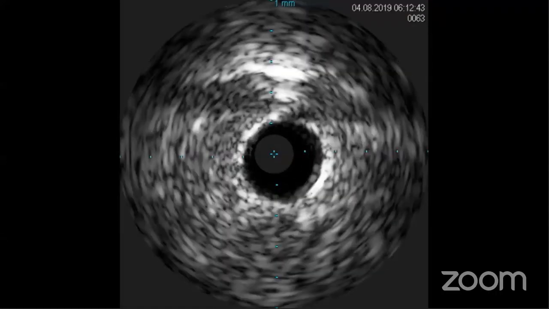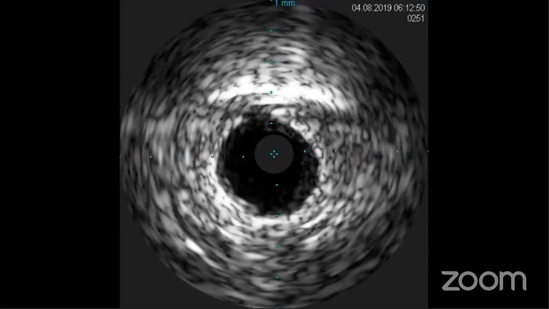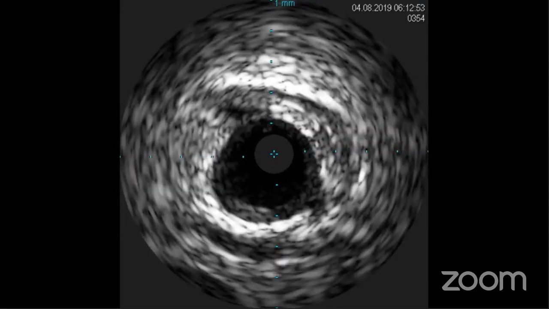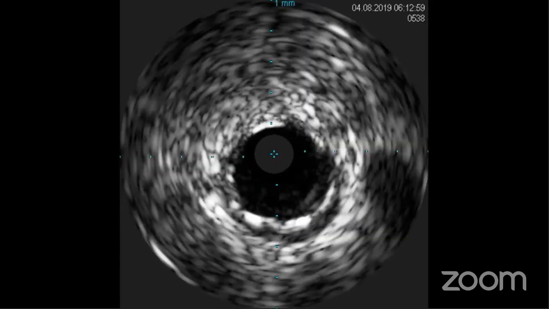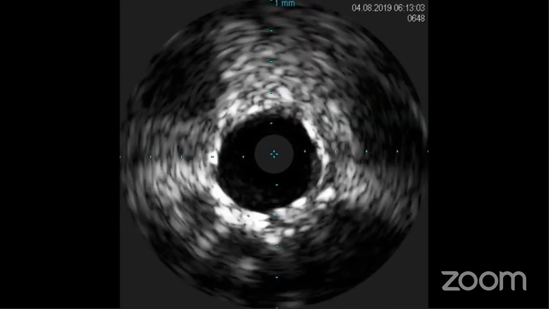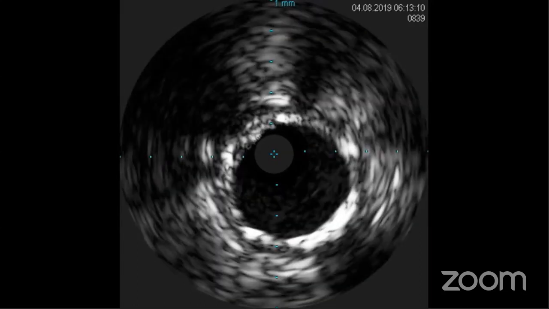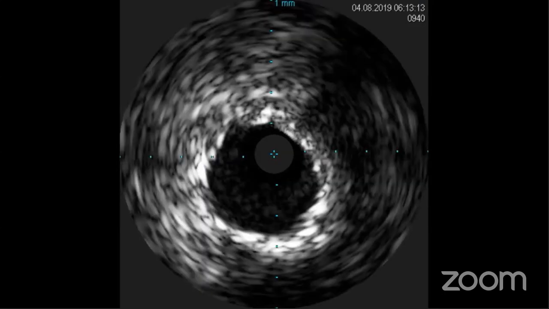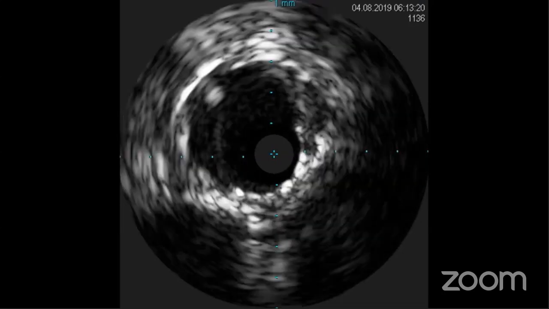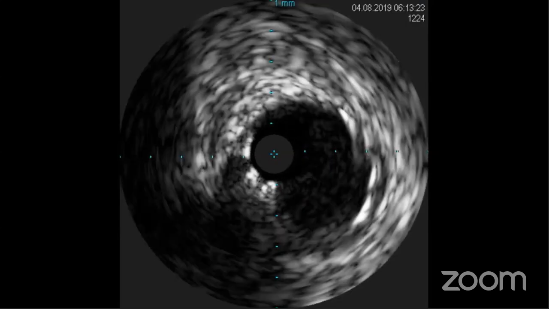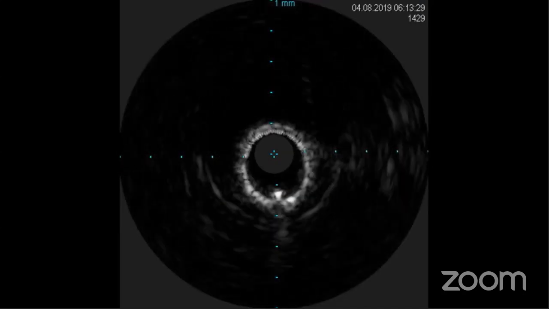This was the IVUS run coming from mid-LAD backwards. Apparently, the distal part of the stent, the distal edge of the stent, was still a bit compressed. Here was the origin of the big diagonal, the proximal calcific part of the LAD and the aneurysm at 11 o'clock. Then the wire of the circumflex. The left main stent appeared well apposed, but still it can be better to be post-dilated further.